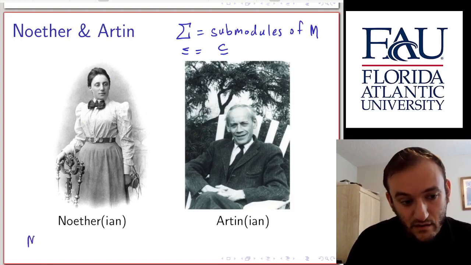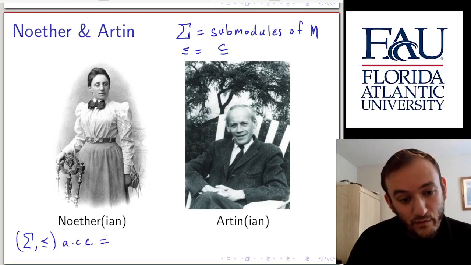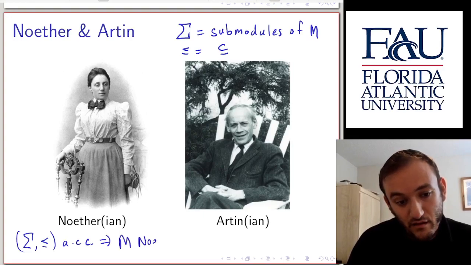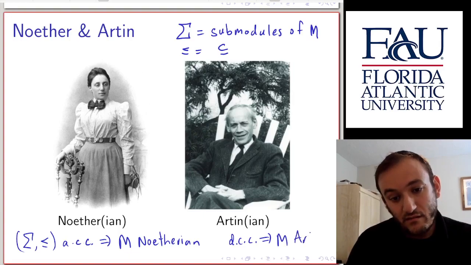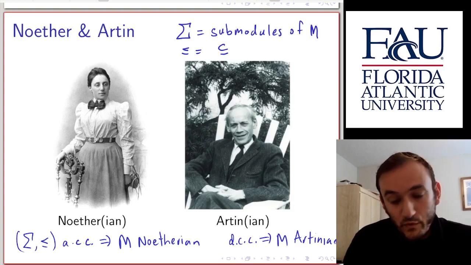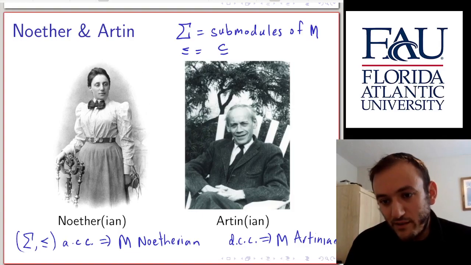So if sigma satisfies the ACC, then we call the module M Noetherian. Obviously this is named after Emmy Noether, the great algebraist we've mentioned in the past. And if it satisfies the DCC, then we say that M is Artinian, named after Emil Artin, a great algebraist who studied modules satisfying this descending chain condition, in addition to other great swaths of algebra.